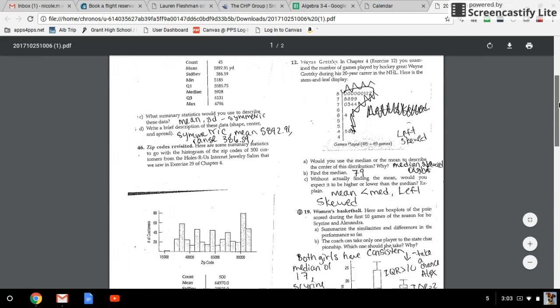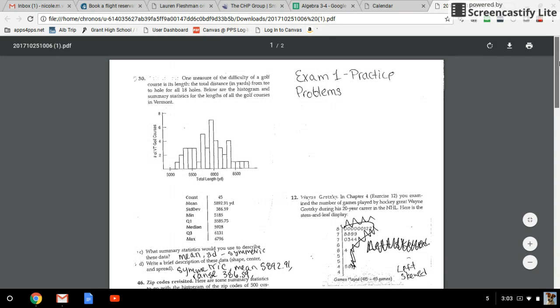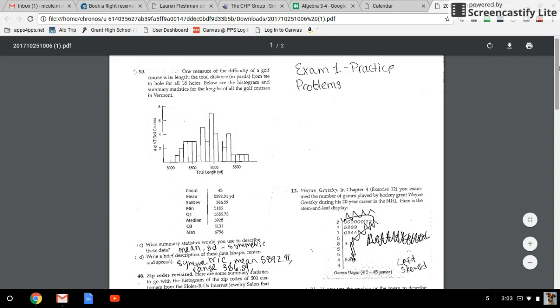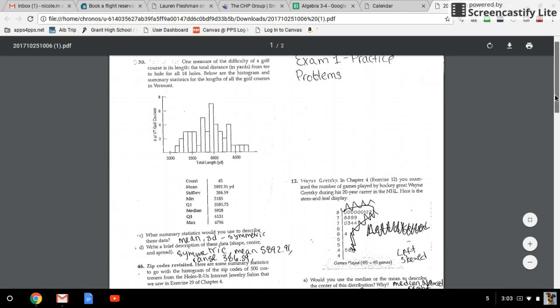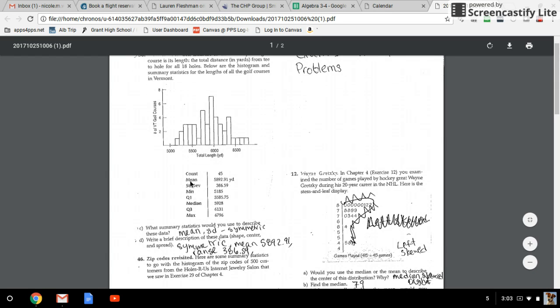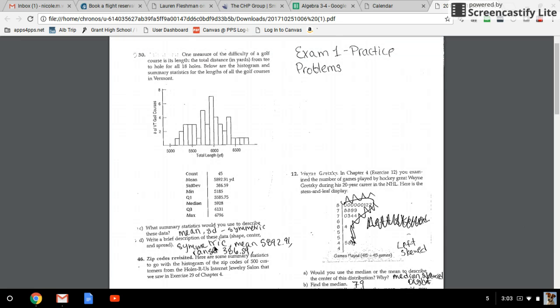Let's go back up here to 30. One measure of the difficulty of the golf course is its length, and this is the total distance. So when I look at this, what summary statistic would I use to describe this data? I would definitely use mean and standard deviation because it's symmetric. I would say that since it's symmetric, I would talk about its mean. That's my shape, or symmetric is my shape.